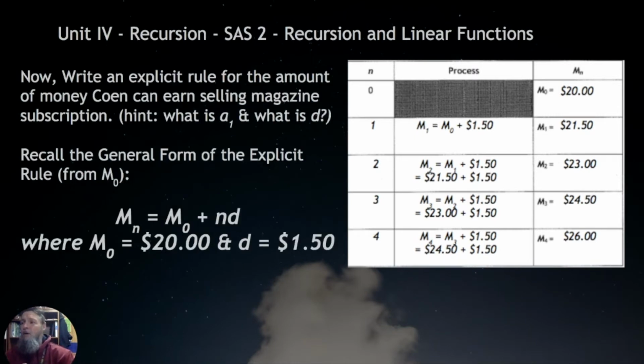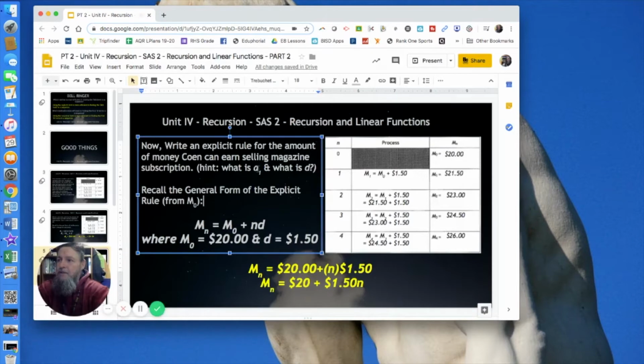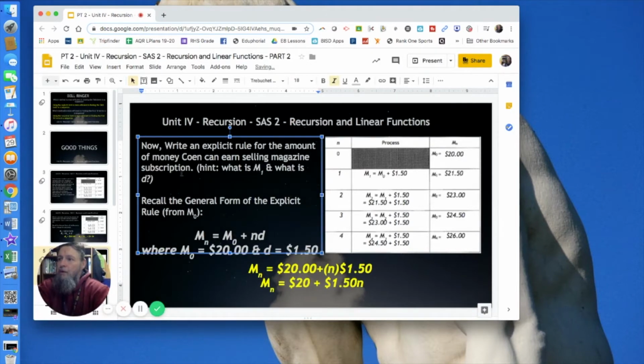Now in this case, we're also given the general form of the explicit rule. It's a little bit different. Let me go ahead and edit that again. I sit there and I'm looking at it and I realize I changed it in the last one and I didn't change it in this one. Now it looks more like what we need. And I'll go ahead back to present mode.